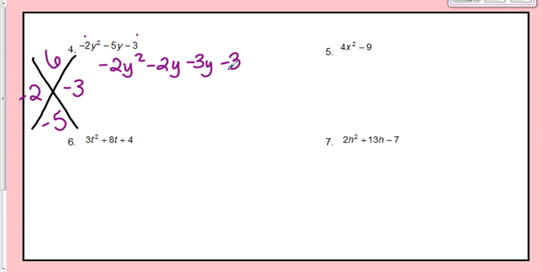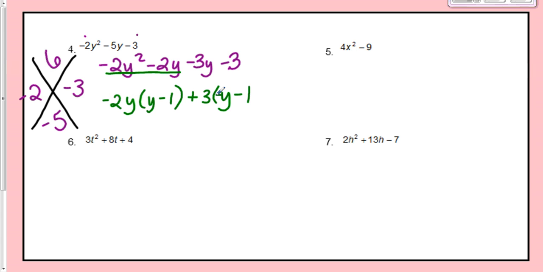Okay. Now I am all set to start grouping. So I'm going to group these two. I'm going to take out a negative 2, oops, take out a negative 2y, negative 2y. And then I can take out a 3. If I take out a positive 3, though, look what happens.